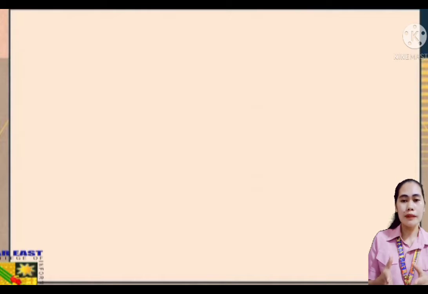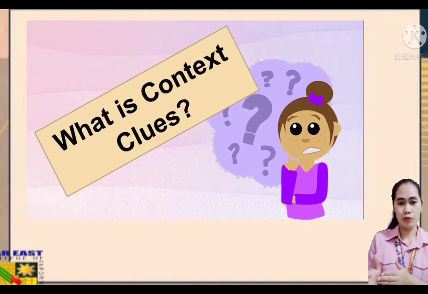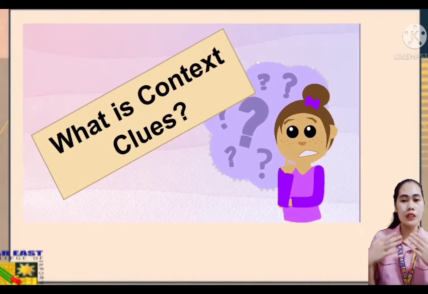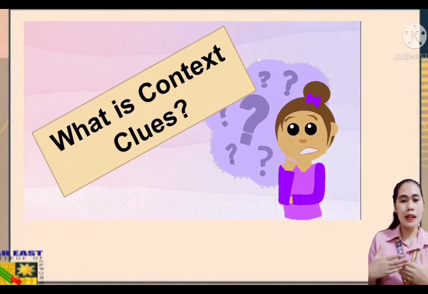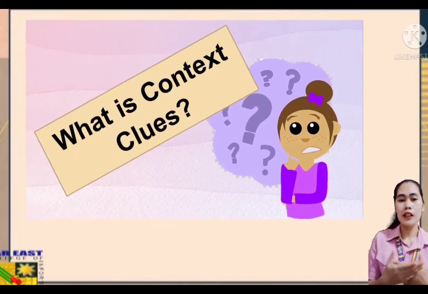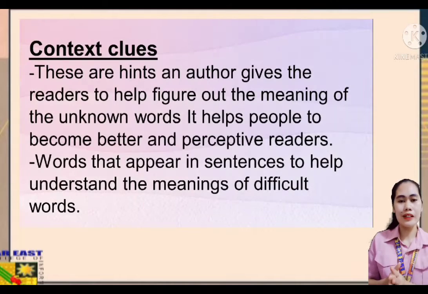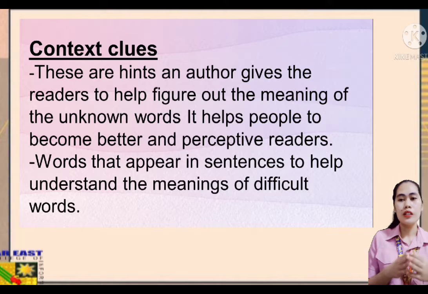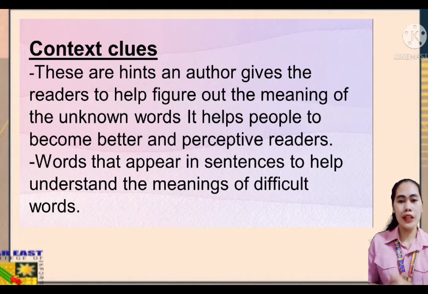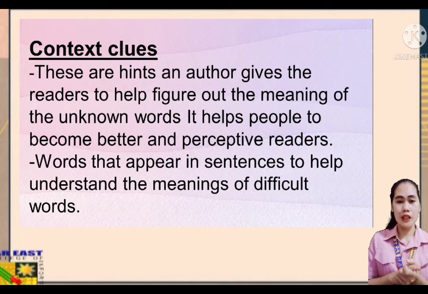Okay? So, meron tayong tinatawag na context clues. Yung context clues na to, tumutulong sa atin para malaman natin kung ano nga ba ibig sabihin ng unfamiliar words na na-encounter natin. So, context clues, these are the hints an author gives the readers to help figure out the meaning of the unknown words. It helps people to become better and perceptive readers. So, words that appear in sentences to help understand the meaning of difficult words.